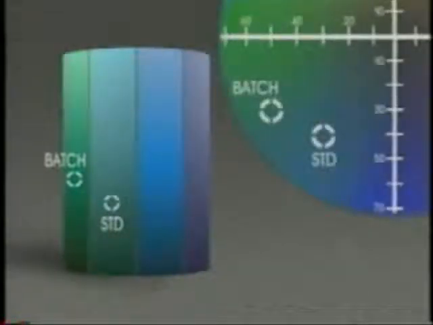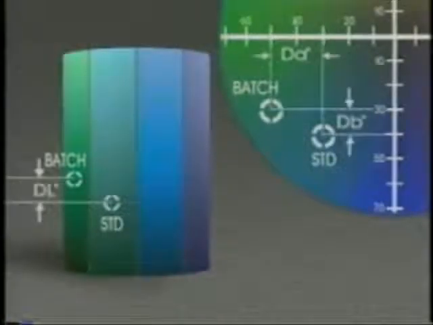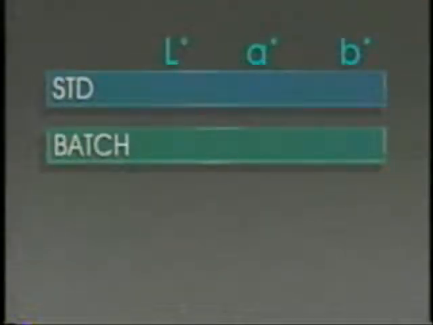We can now measure the total color difference between a standard and a batch by calculating the distance between the samples in all three dimensions. This calculation, which determines the difference between the samples in terms of LAB, is performed by computer. The difference between the L value for the standard, 35, and the L value for the batch, 45, is calculated to determine the total difference in lightness between the two. This lightness difference is called delta L and is represented by the symbol DL star. Here the value for delta L is 10.